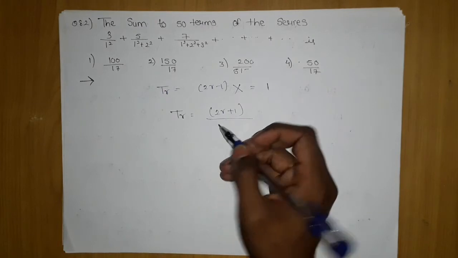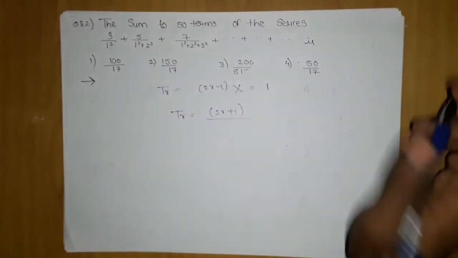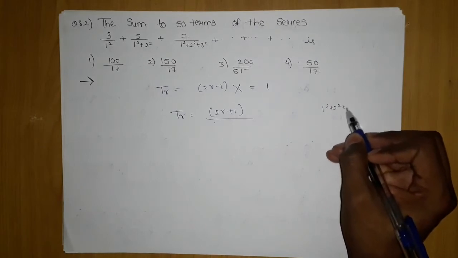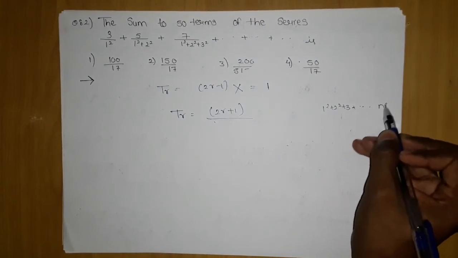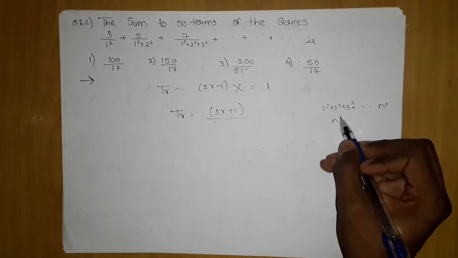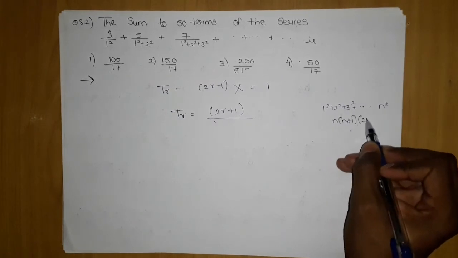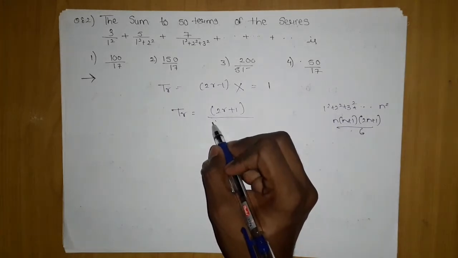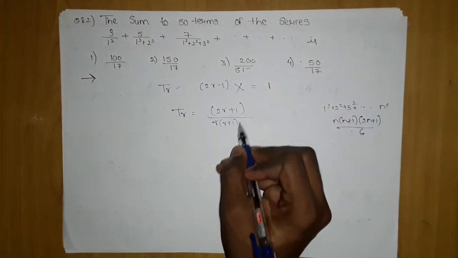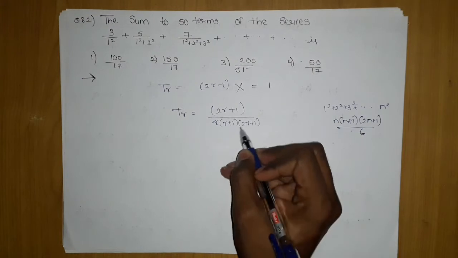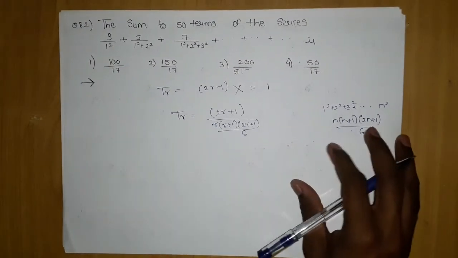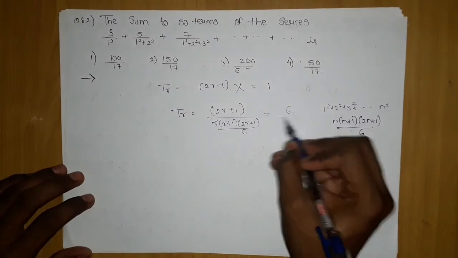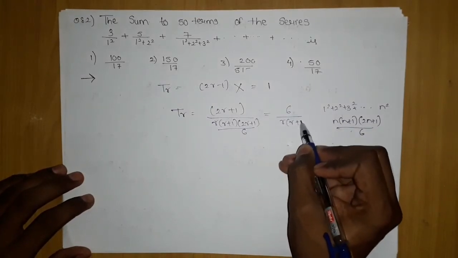After this, the denominator will be the sum of n terms, which is nothing but 1 square plus 2 square plus 3 square and so on till n square, and it is nothing but n into n plus 1 into 2n plus 1 by 6. We have studied this. So this is nothing but r into r plus 1 into 2r plus 1 by 6. When we replace r by n and apply the summation, as we have discussed, the 6 will cancel out, giving me r into r plus 1.